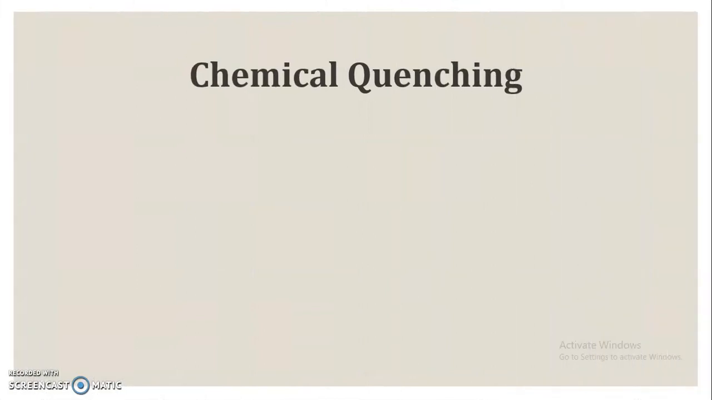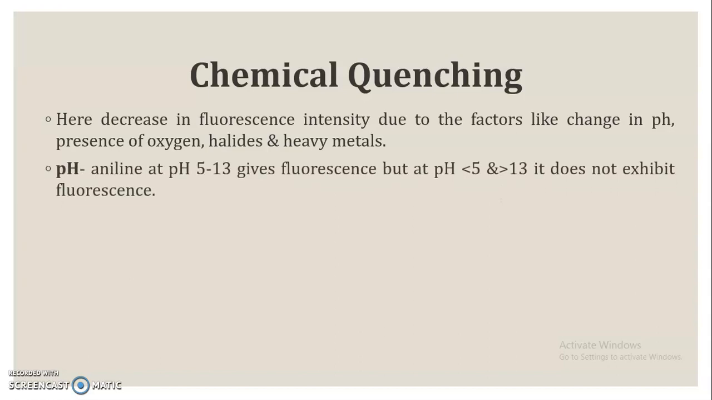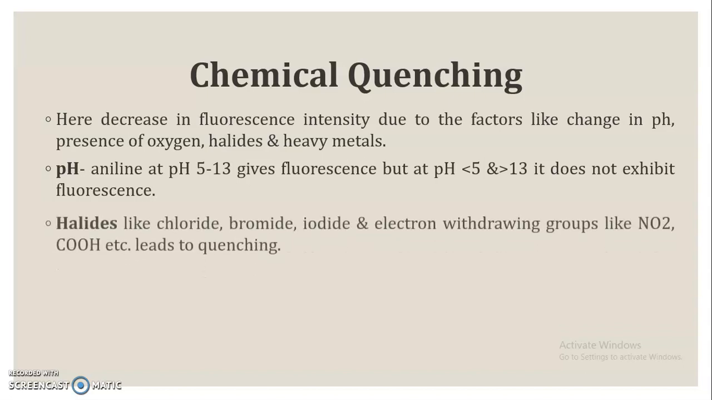Then the last type of quenching is chemical quenching. Here the decrease in the fluorescence intensity is due to factors like pH, presence of oxygen, halides as well as heavy metals. For example, how will pH affect the quenching? If we consider the example of aniline, aniline will show fluorescence only at pH between 5 and 13, but at pH less than 5 and greater than 13 it does not show any fluorescence. Means the pH of that particular solution also affects the intensity of that fluorescence, which is decreased. That's why this is known as chemical quenching.